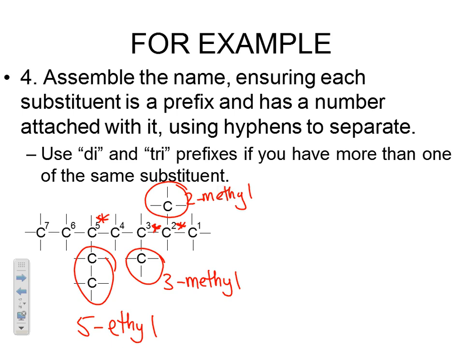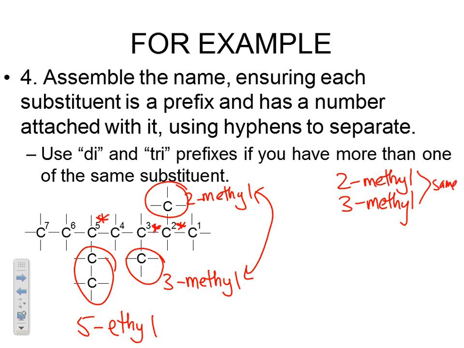Before we assemble it into the name, notice that we have 2 substituents that are actually the same type of substituent. I have 2-methyl and I have 3-methyl. Because these are the same, I'm not going to say methyl twice. I'm going to instead say dimethyl, so that I don't say methyl, methyl. But I have to include the numbers. So this 2 and this 3 are going to become 2,3-dimethyl. So instead of saying 2-methyl, 3-methyl, I say 2,3-dimethyl to indicate 2 methyl groups.